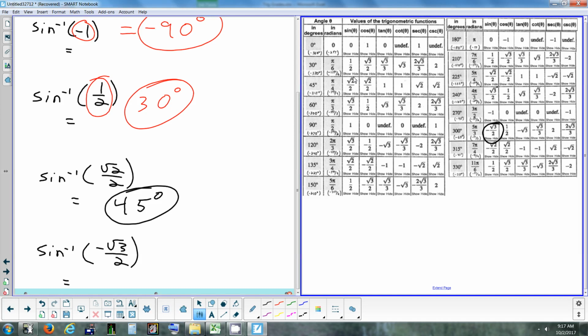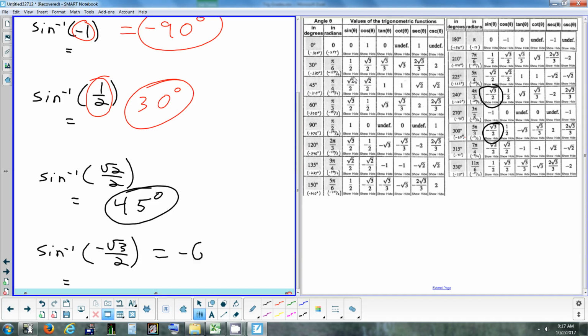240 degrees. Yep. A lot of these numbers you're going to see a couple times, and we always want to look for the answer that is between what? Negative 90 and 90. Yep, for inverse sine, negative 90 and 90, so we'll go with negative 60. Any questions on that? So that's how you use the table for inverse sine.